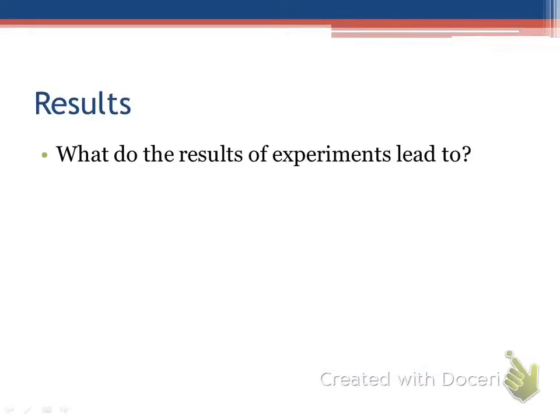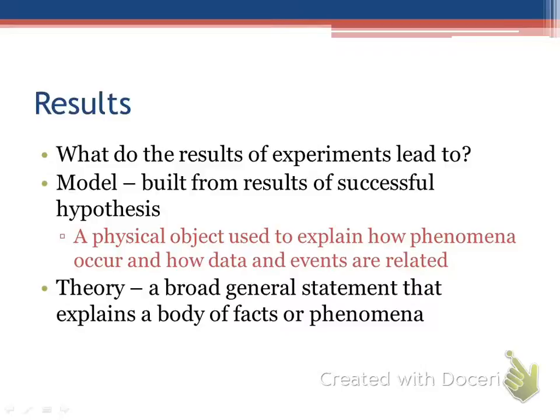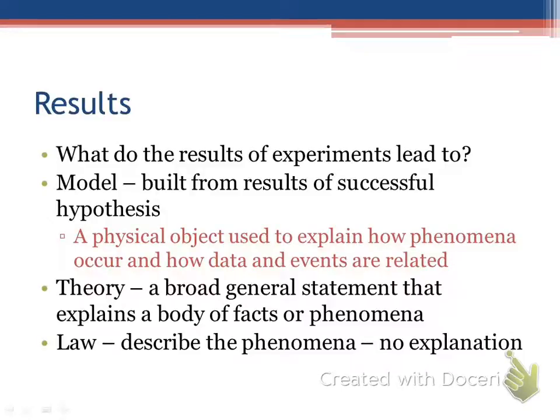So when we have our experiment done, we've got our data analyzed, we have a result. What do they lead to? Okay, models, theories, and laws. Models, theories, and laws. And have we touched on these yet? Okay, I'm getting it confused with my other class then. Okay. Models, theories, and laws can come from the results of experiments.